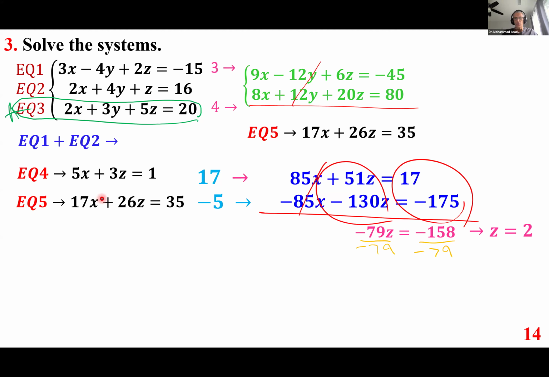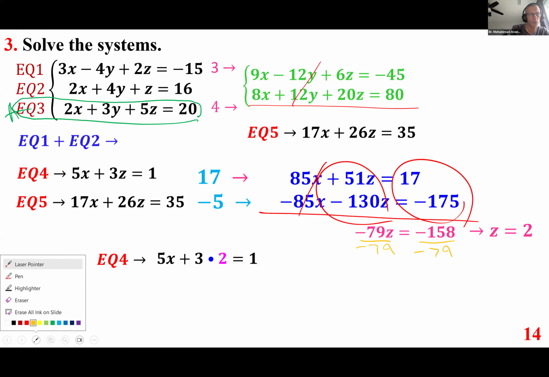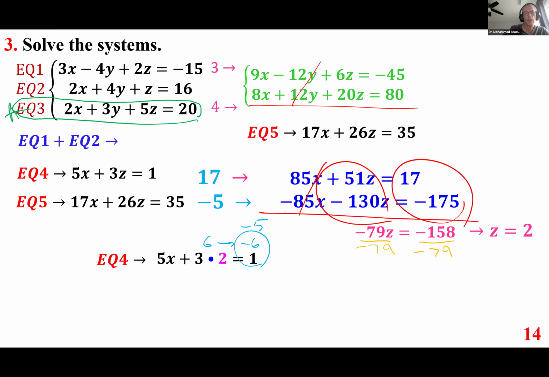Now, we will go back to one of the two equations that have only two variables. For example, equation 4. And we plug in 5 times x plus 3 times 2 equals 1. So 3 times 2 is 6. To take it to the other side, negative 6 adds up with 1 and becomes negative 5. Divide by 5 and you get negative 1.